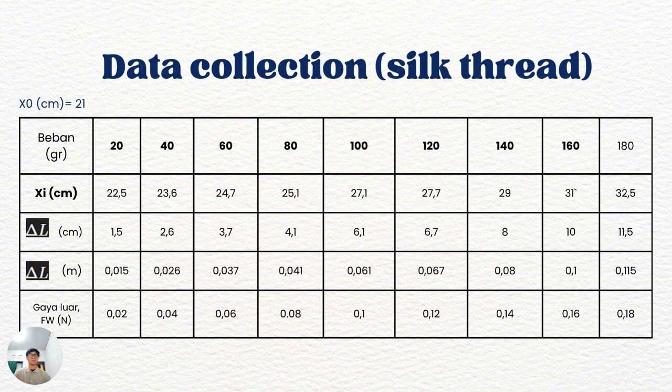Now, we're going to talk about the last one, which is the data collection of the silk thread. Now we can see that this silk thread has a length of 21 centimeters. The delta L is the second highest behind the first spring, which is 1.5 centimeters at 20 grams, but at 180 grams is 11.5 centimeters of delta L.